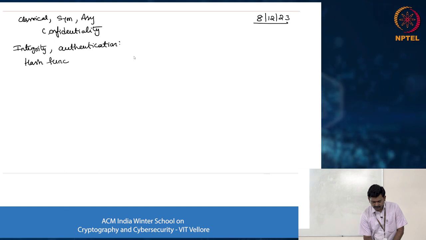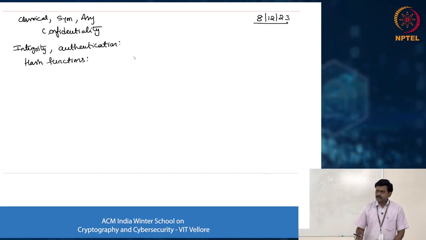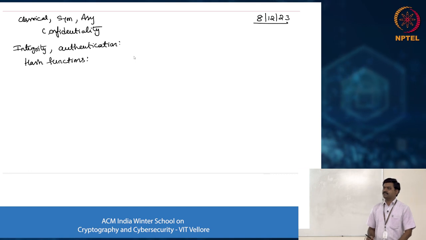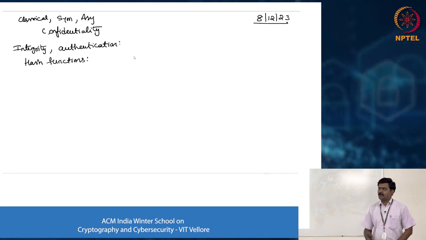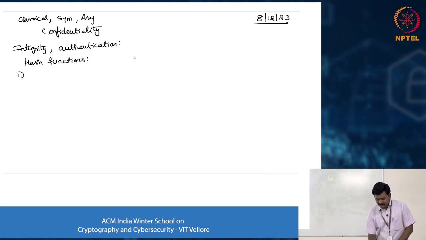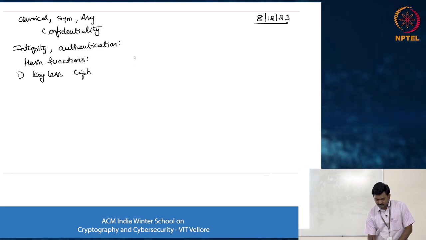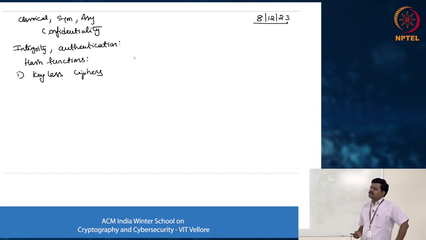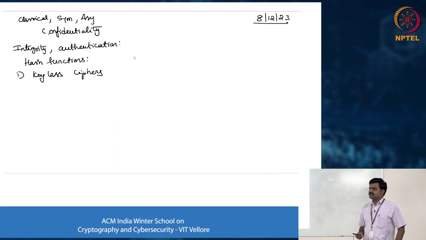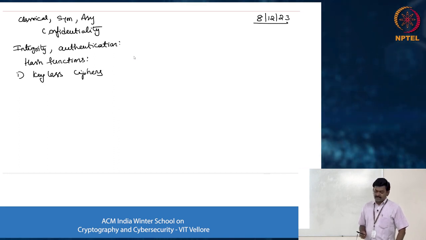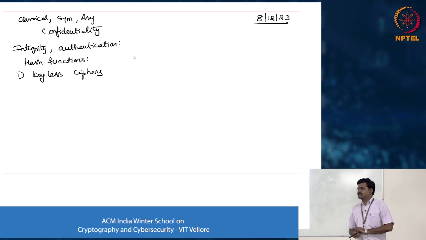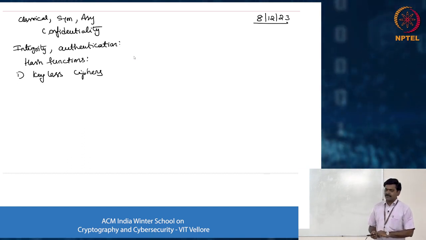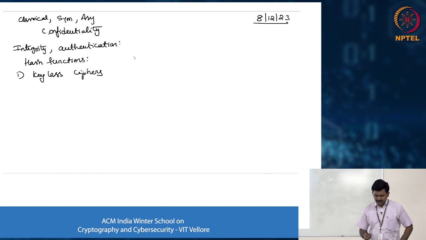Okay. So now we will discuss hash functions. Hash functions are also called, number one, keyless ciphers. In symmetric, how many keys we have used? In asymmetric, how many keys we have used? And keyless ciphers are the hashes. That means there is no key.